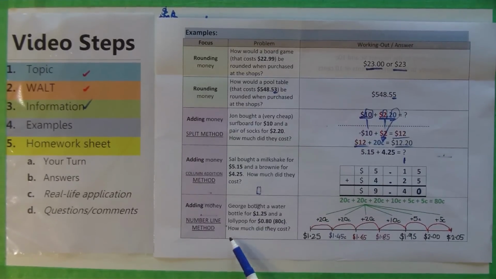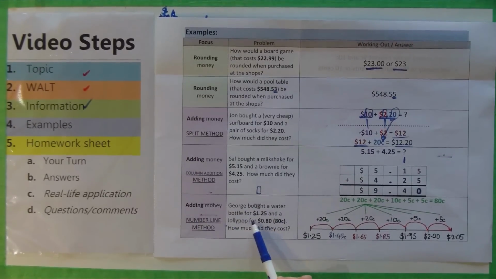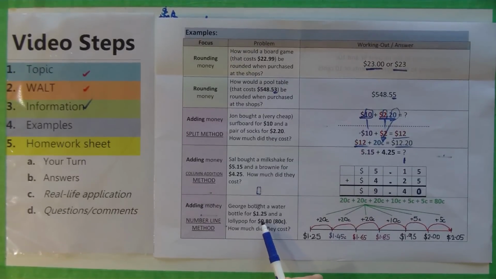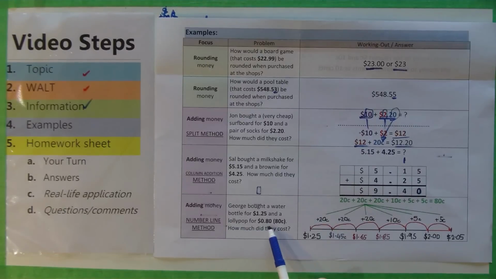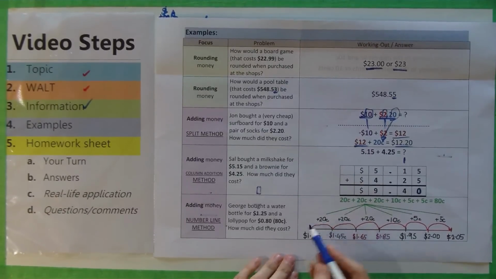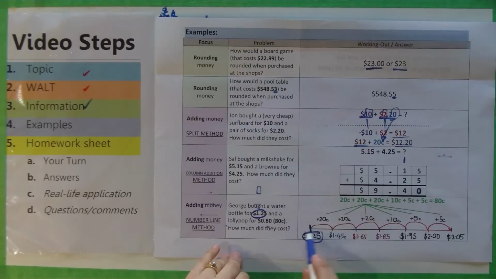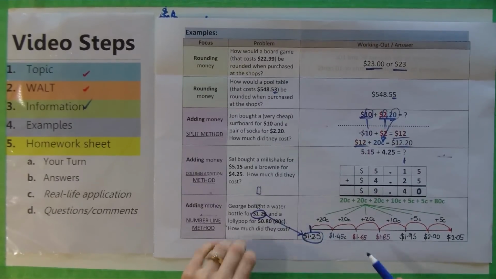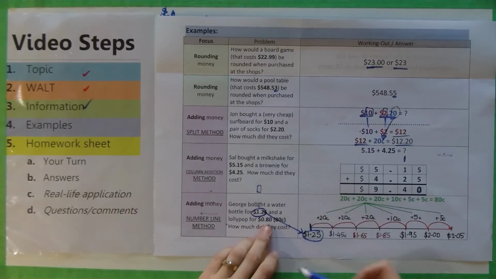This is the number line method. George bought a water bottle for $1.25 and a lollipop for 80 cents. How much did they cost? So here, what I've actually done is I've already got it written out because it's got those beautiful colours. I've actually started at $1.25 here, and I've just added 80 cents onto that.